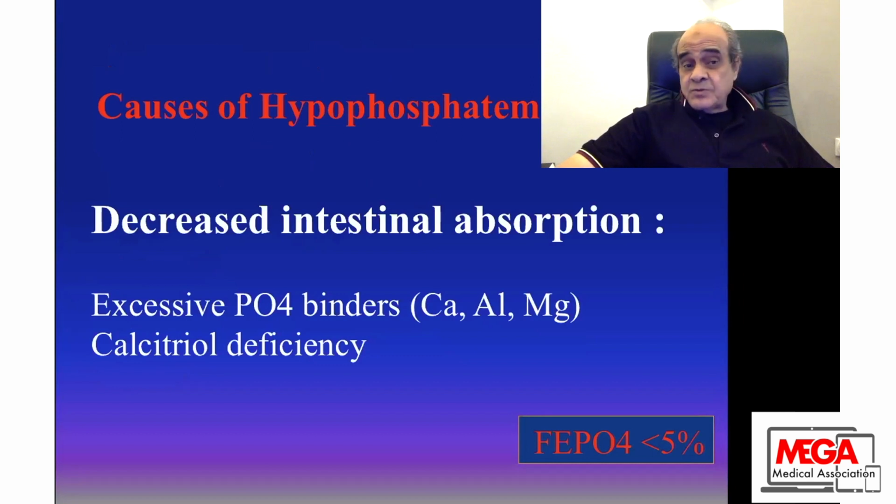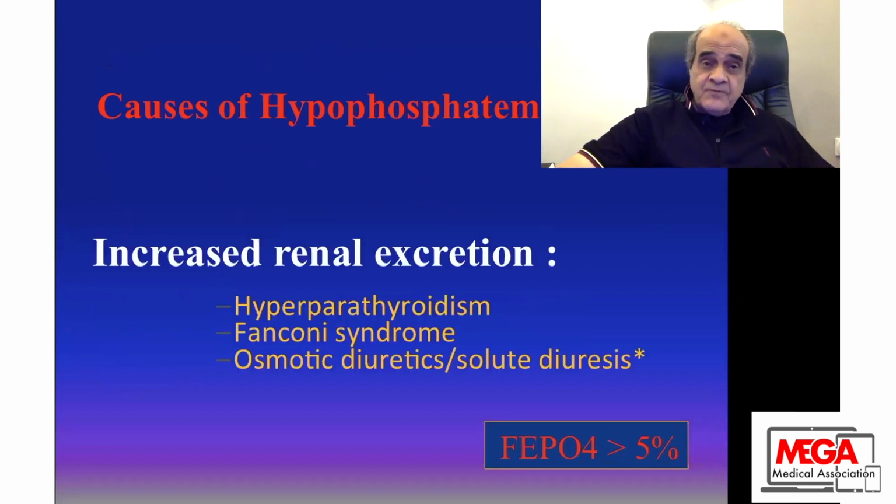Decreased intestinal absorption also, excessive phosphate binders like calcium, aluminum, magnesium, and calcitriol deficiency also cause hypophosphatemia. Increased renal excretion, as in hyperparathyroidism, Fanconi syndrome, and renal tubular acidosis, is associated with phosphate depletion, this syndrome we know. Osmotic diuretics and solute diuresis cause hypophosphatemia, like in a patient suffering from DKA, but the fractional excretion of phosphate here, as I said, is more than 5% because of osmotic diuresis.